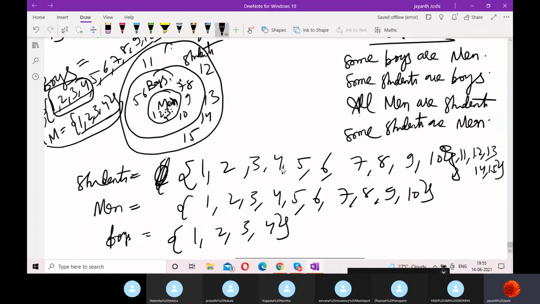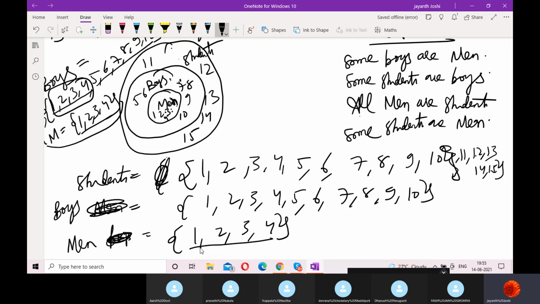See this one. If I say this 1, 2, 3, 4 is present in boys section as well as in student section, correct?